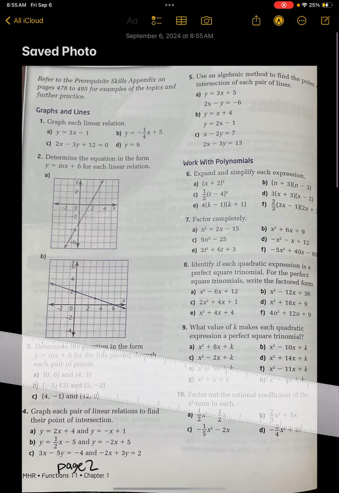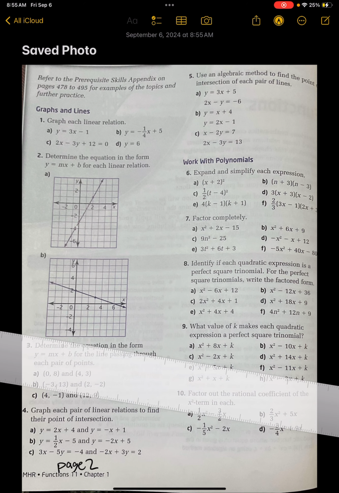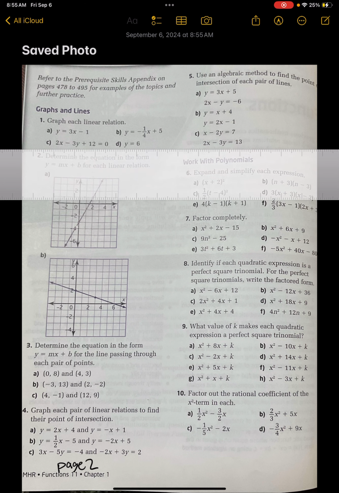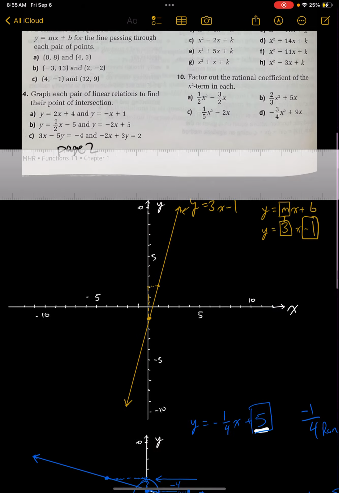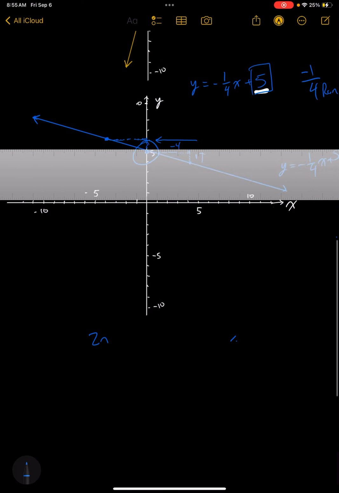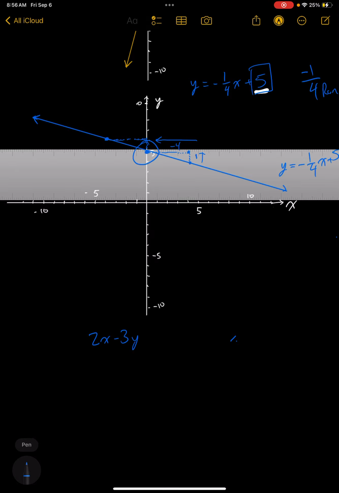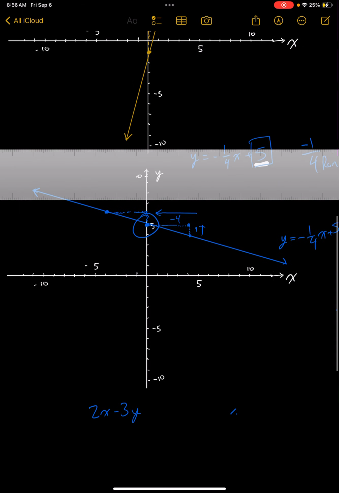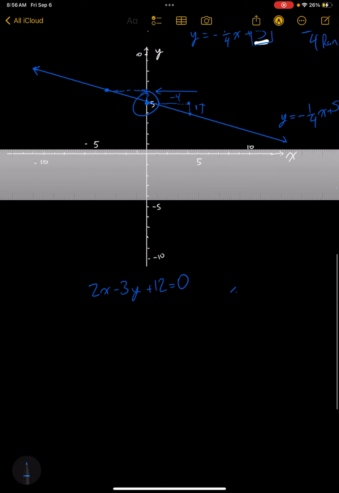Okay, let's do question C. C requires a little bit of work, we've got to put it in y equals mx plus b format. So what do we have? We have 2x minus 3y plus 12 equals 0.